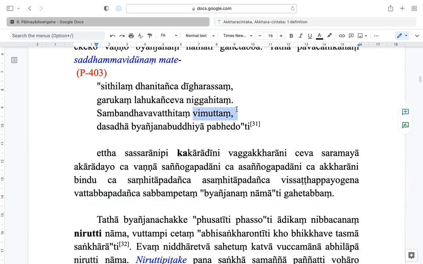What do you think? But Sayadaw, I remember in the Saddanīti, Sitila refers to the unaspirate, and Danita refers to aspirate. Yeah, right. But here Sayadaw said that the Sitila refers to all of the Wagga Akaras. In the Wagga Akaras, we have both aspirate and unaspirate. Yeah, so that Vaga Akara can also be divided into Sitila and Danita, right? Yes. So Sayadaw explained Sitila and Danita with this phrase, Sasarani Kakaradi Wakakrani.